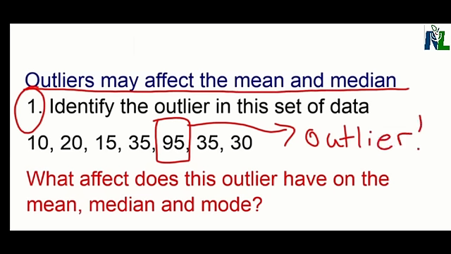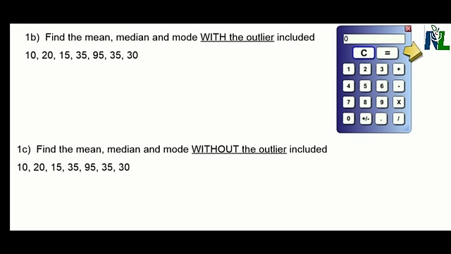Now, what effect does this outlier have on our averages, our mean, our median, and mode? This is what we're going to examine right now. So let's look at the first one, which is mean. In order to find the mean, you have to add up all your data points and then divide by your number of data points. So how many data points do we have? 1, 2, 3, 4, 5, 6, 7. We have 7 data points.